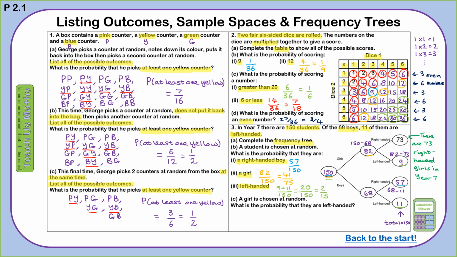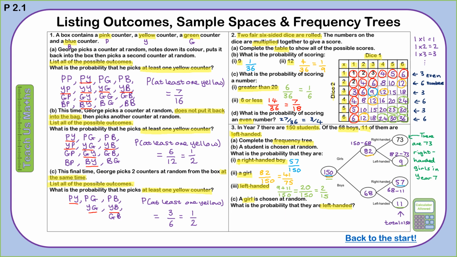Finally, let's have a look at part C. A girl is chosen at random. What is the probability that they are left-handed? Now be careful with this question, it's slightly different. We are picking a girl at random, so we know that we are selecting a girl and we want to know the probability that that girl is left-handed. So we are only actually using this part of the diagram.